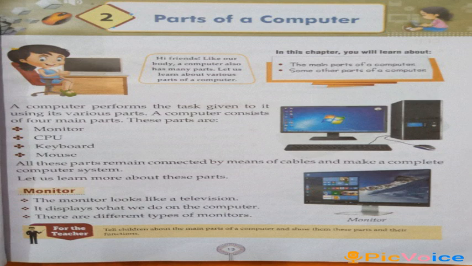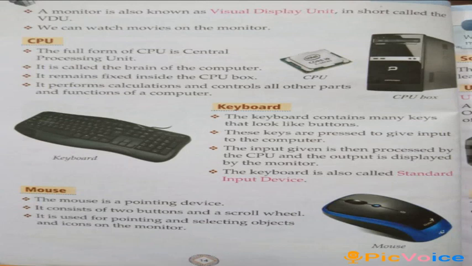Monitor. The monitor looks like a television. It displays what we do on the computer. There are different types of monitors. Page number 14. A monitor is also known as visual display unit, in short called the VDU. We can watch movies on the monitor.